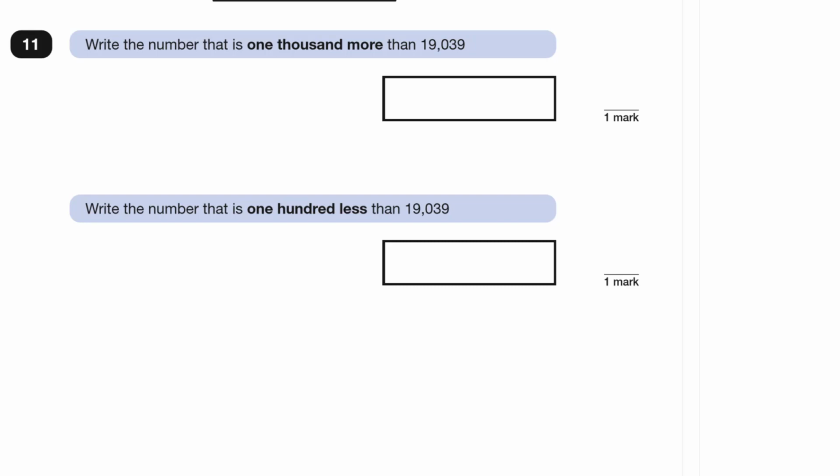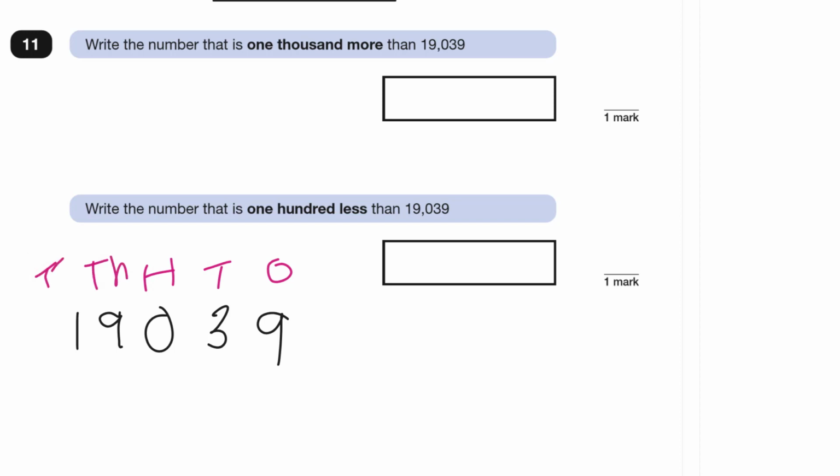Question 11. Write the number that is 1,000 more than 19,039, and then write the number that is 100 less than 19,039. What might help here is to write the number out. Space it out so you've got space to write down the values. So ones, tens, hundreds, thousands, and 10,000s. Now I'm going to put my separator in there.